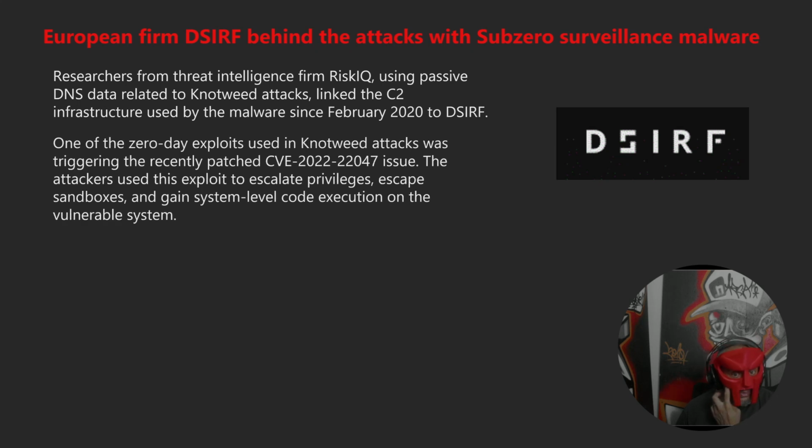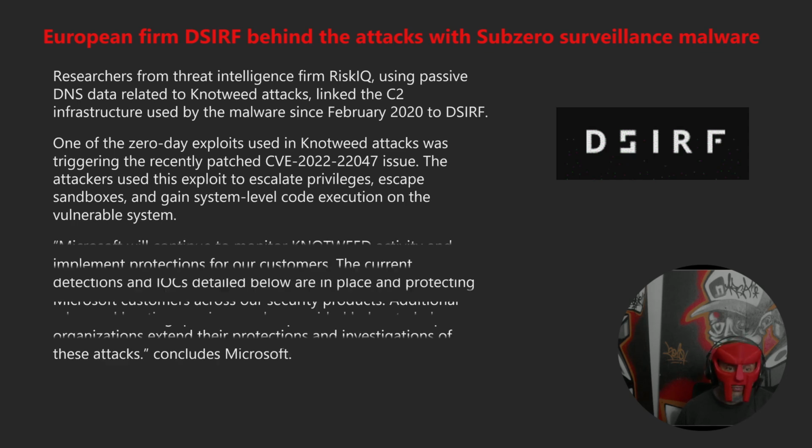One of the zero-day exploits used in Knotweed attacks was triggering the recently patched CVE-2022-22047 issue. The attackers used this exploit to escalate privileges, escape sandboxes, and gain system-level code execution on the vulnerable system.